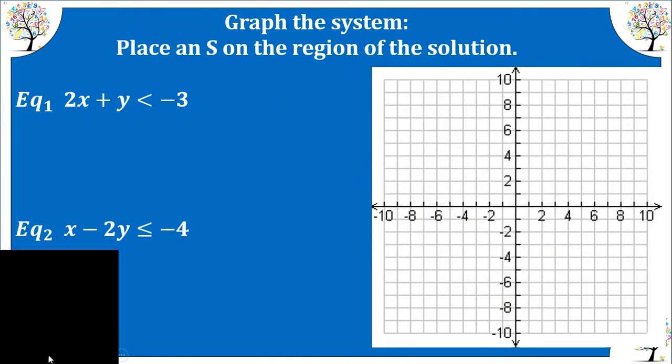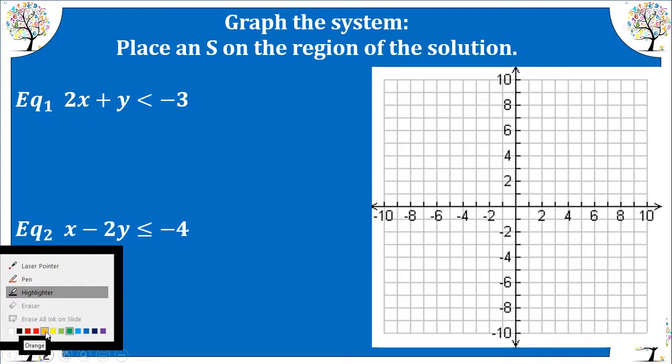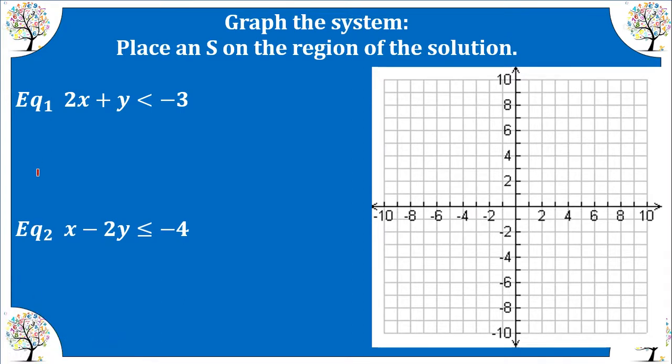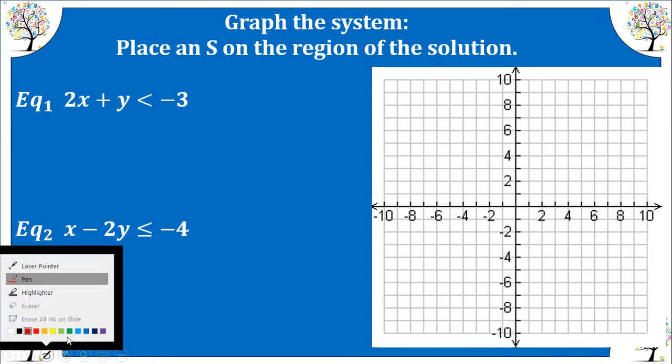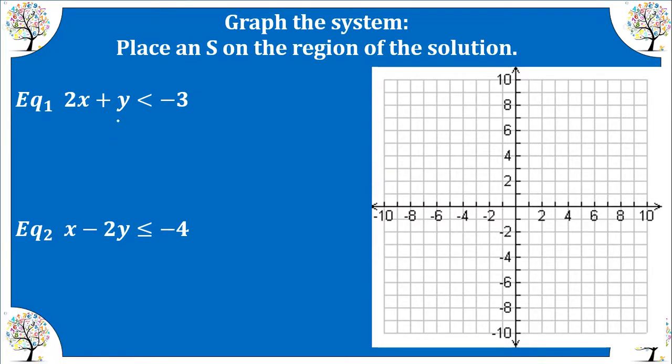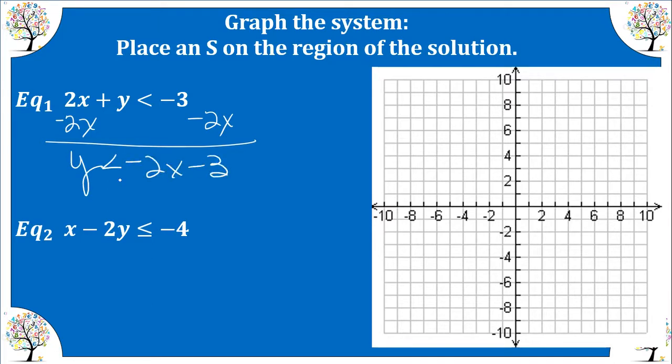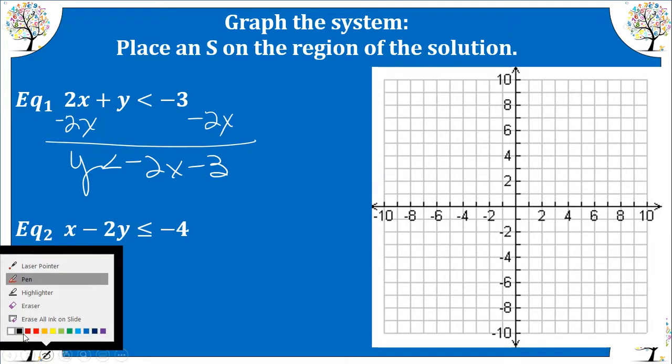Okay, these two equations we need to put in slope-intercept form. So let's solve here. I'm going to subtract 2x from both sides. I have y is less than negative 2x minus 3. So let's graph this one.